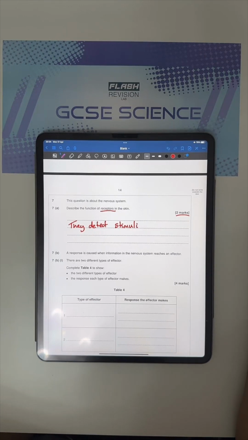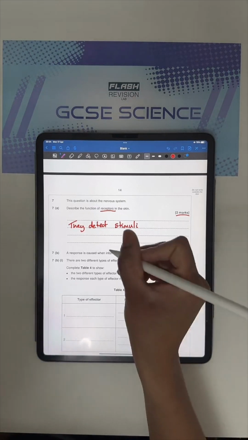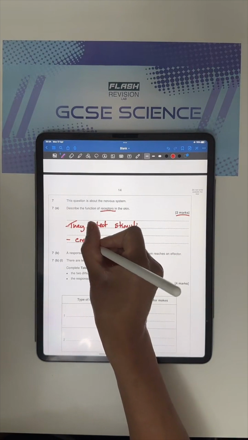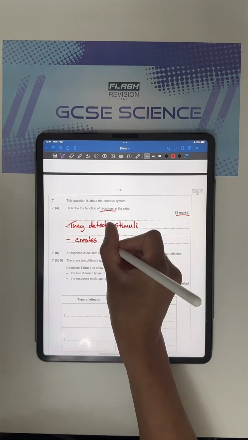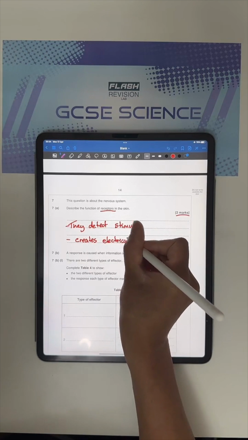Is a nerve impulse the same as an electrical impulse? Yes, Daisy, it is. They're both the same thing. Yeah, Jeanette, good. It creates an electrical impulse, which goes basically to the next stage, which is a sensory neuron. So detects stimuli, first mark. Second mark, creates electrical impulse. Well done, guys.